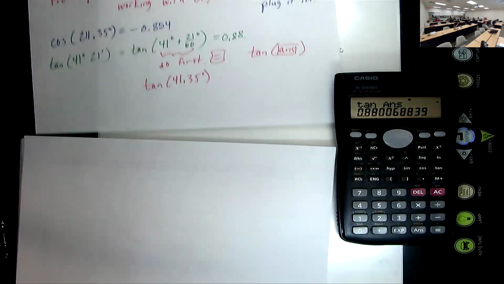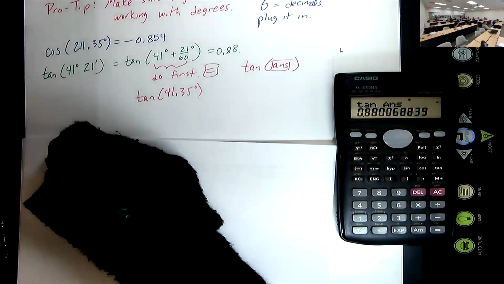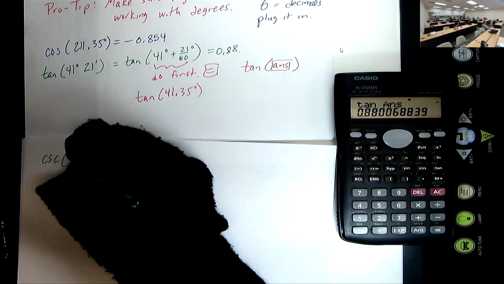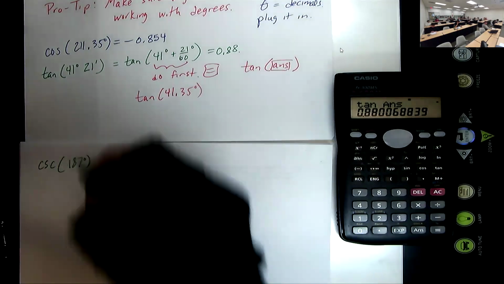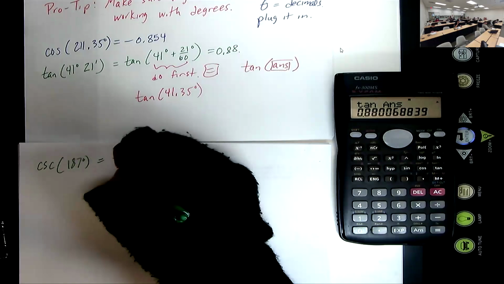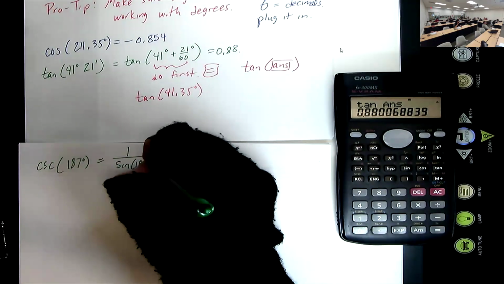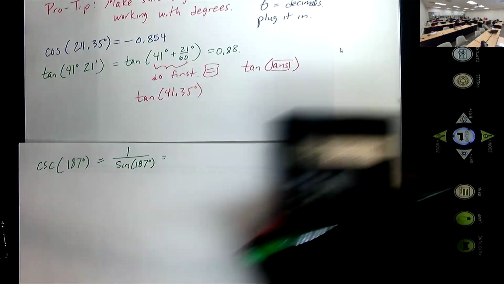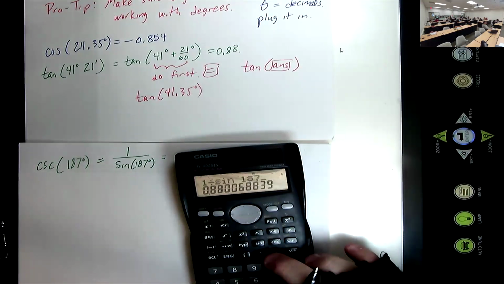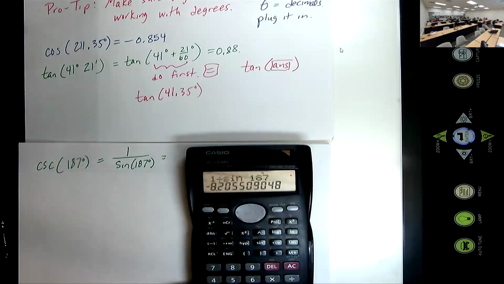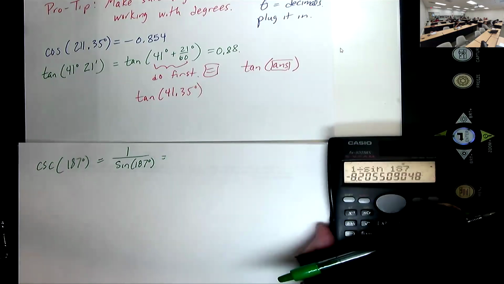If you want to do one of the weird ones, like cosecant, let's say we had cosecant of 187 degrees. Your calculator doesn't have a cosecant button. It does have a sine button. So treat this as 1 over sine of 187 degrees. 1 divided by sine of 187. Negative 8.2.